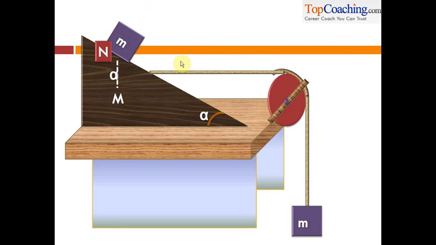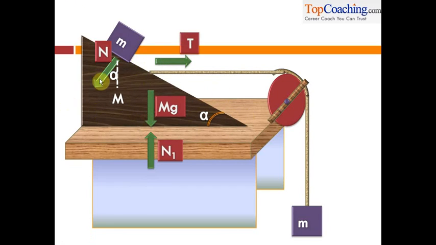We can similarly apply F equal to ma for the wedge. In the case of the wedge, you can see that a normal reaction N1 from the table acts on the wedge. The weight of the wedge, capital Mg, acts downwards, and the normal reaction N from the block of mass small m acts perpendicular to the slope of the wedge. The tension T also acts towards the right on the wedge, isn't it?